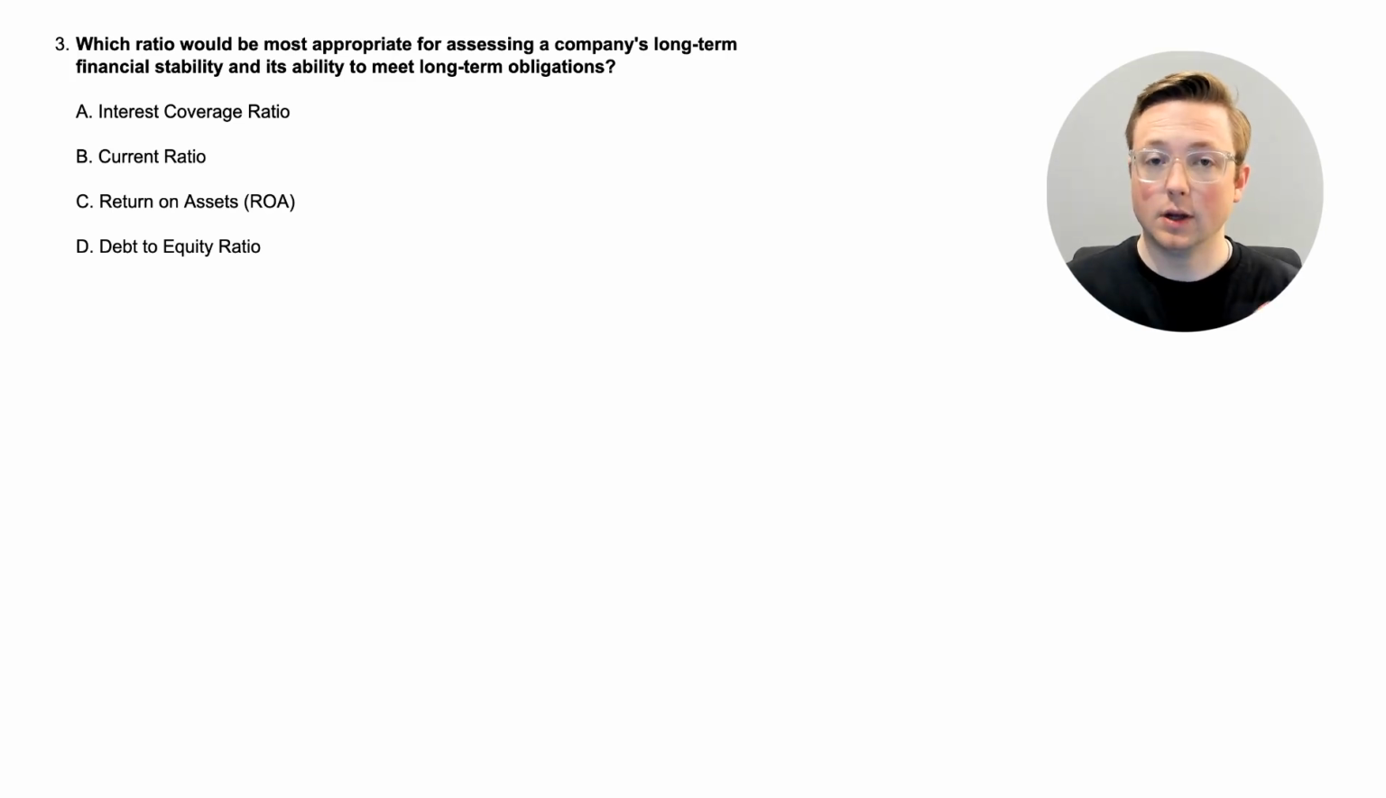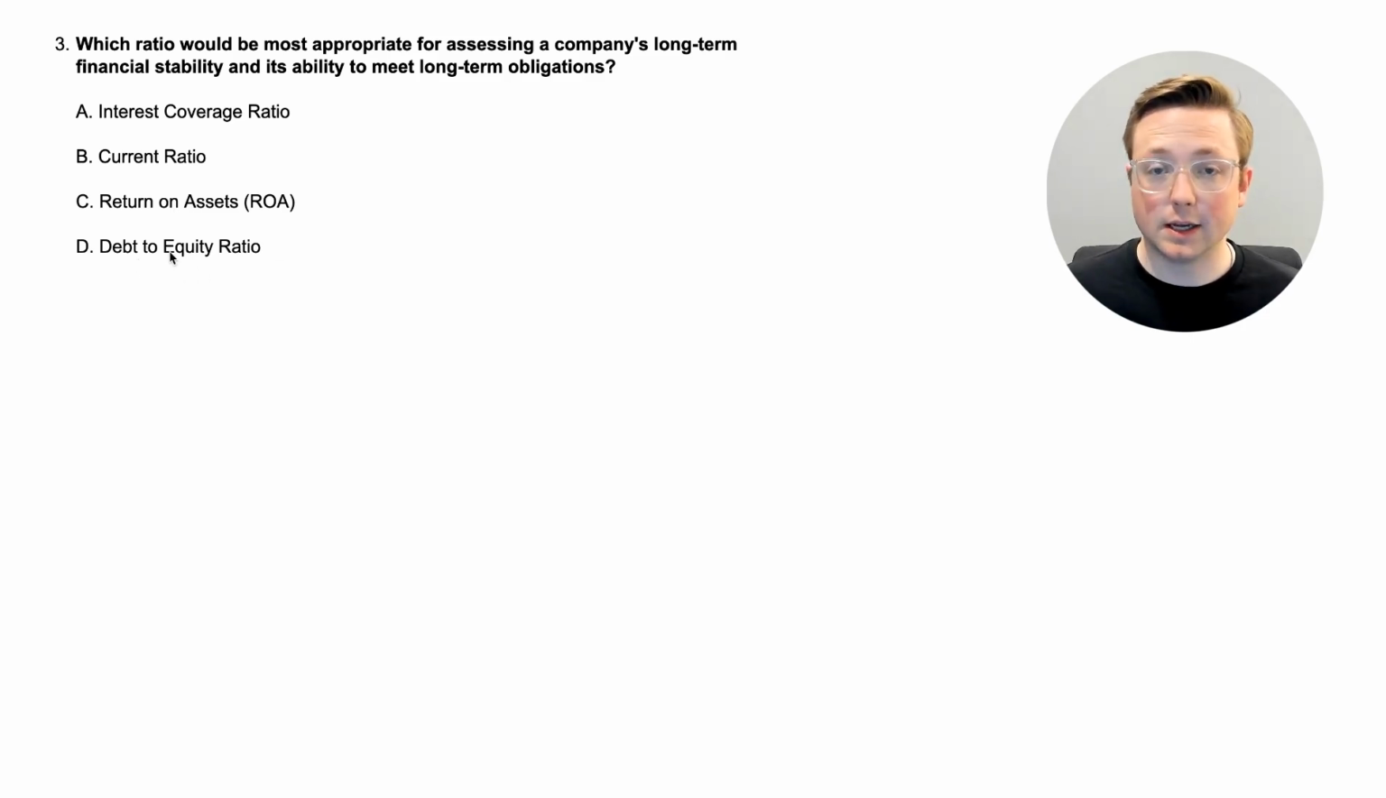Okay, so this is different than what we just saw with liquidity. This is talking about long-term. Which one of these, again, would they use for long-term financial stability, for long-term obligations? Would it be the interest coverage ratio? It didn't really mention anything about interest. Would it be the current ratio? No, we just talked about that. That's a liquidity ratio. Return on assets? I think we mentioned that that is actually a profitability ratio. So that leaves the debt to equity ratio.